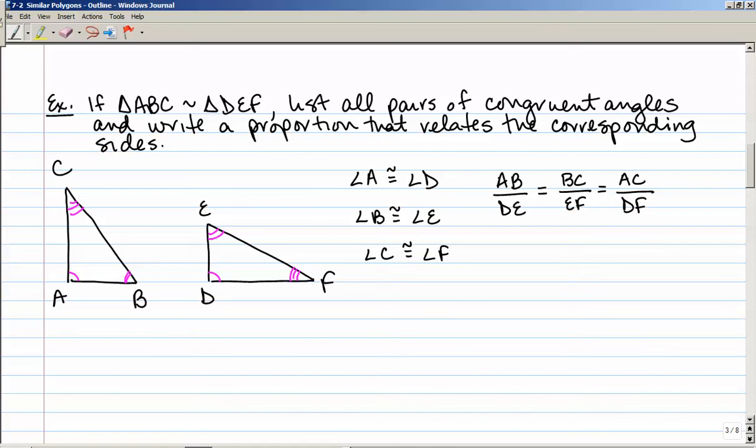So this is showing that these two triangles are similar to each other because all of their angles are congruent and their corresponding sides are proportional. And this would be the proportion showing the corresponding sides.